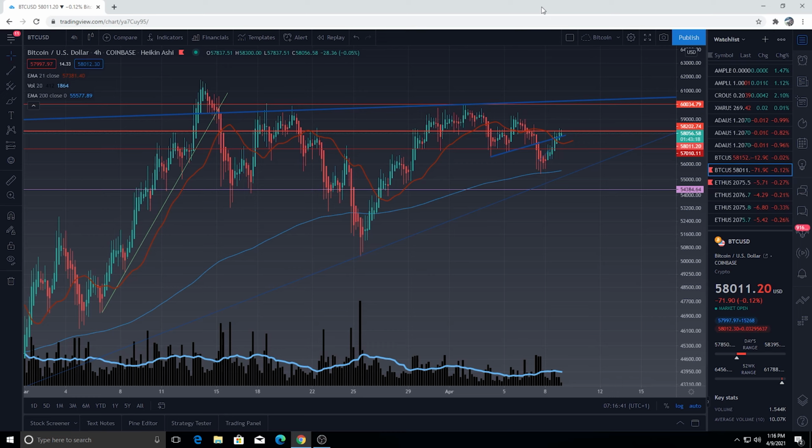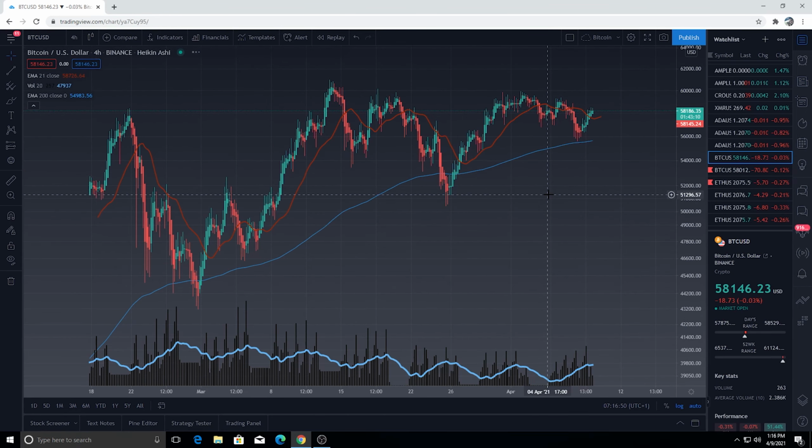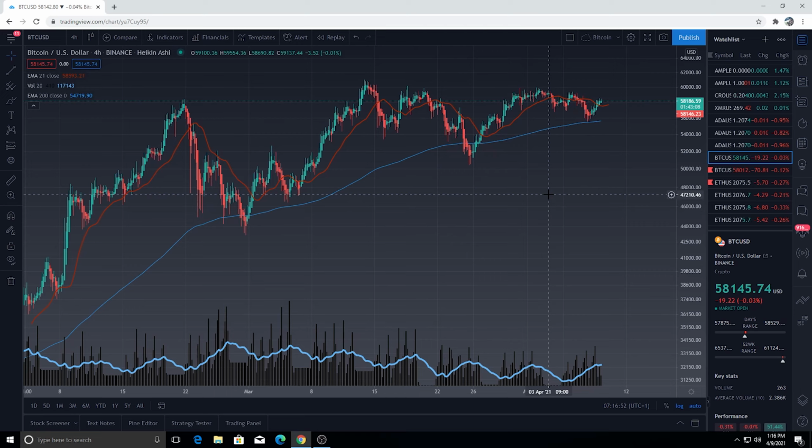What I do is I switch the screen over to one that doesn't have a bunch of lines on it. And here is the 4-hour BTC. Okay. And on here, I have the EMA 21 and I have the EMA 200. That's it. You see that this is Binance. I'm usually on Coinbase. It doesn't really matter which exchange. It's up to you, or Bitfinex or whatever you want to do.